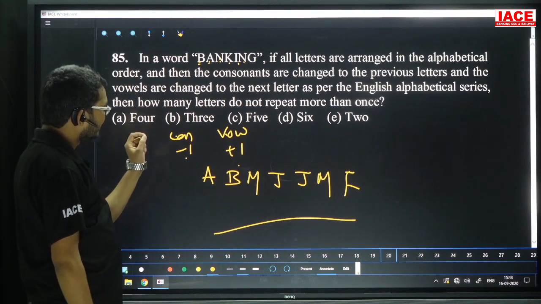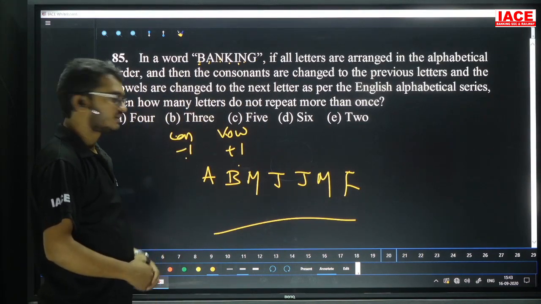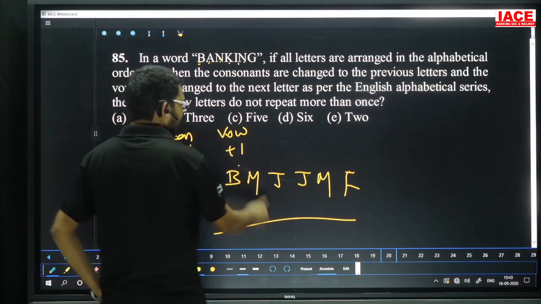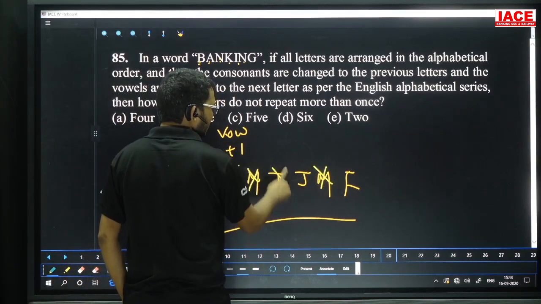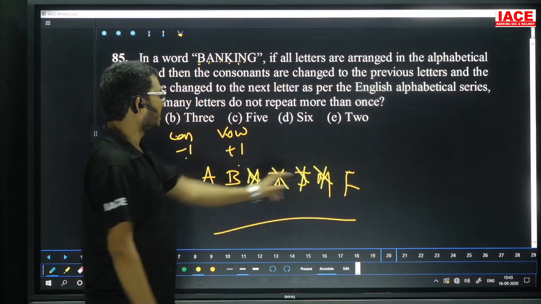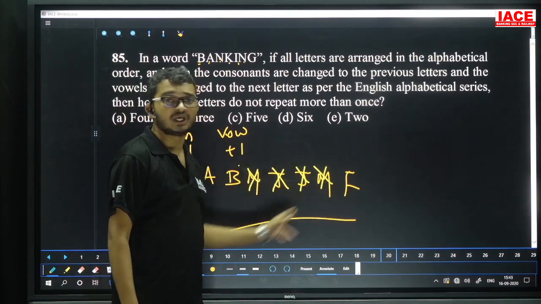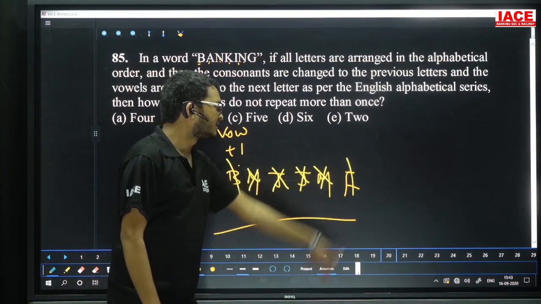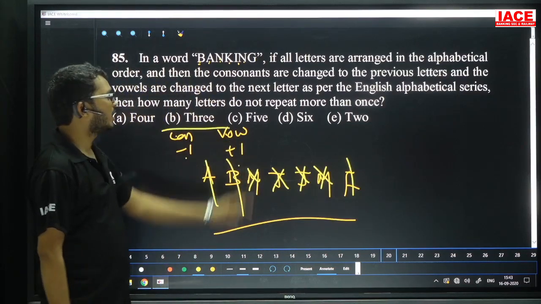Then the given question is: how many letters are not repeated more than once? Here M is repeated. Next J also repeated. A is not repeated. B is not repeated. F also not repeated. That means in total how many letters do we have? 3 letters: A, B, F. So what is the answer? Option B.